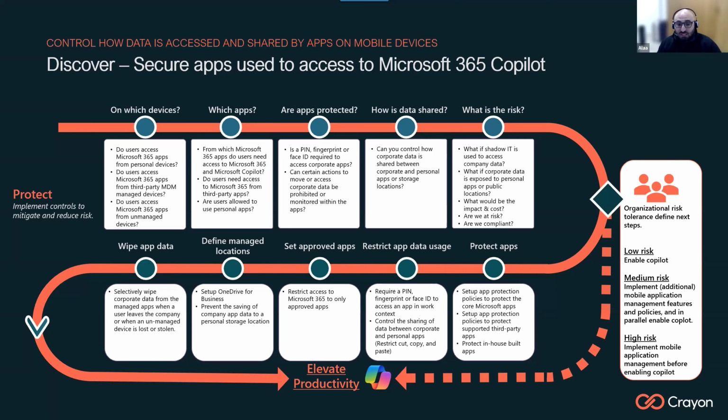Finally, assess the risk. What if shadow IT is used to access company data? What if corporate data is exposed to personal apps or public locations? What would be the impact and the cost? Are we at risk? Are we compliant? So all these questions need to be asked.